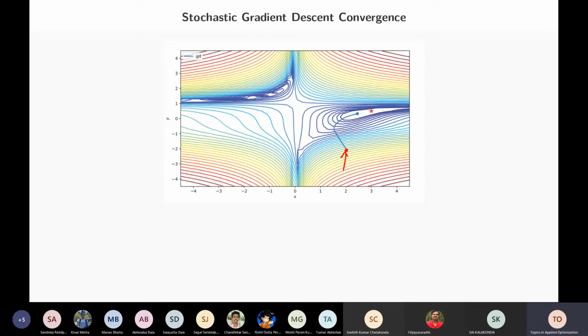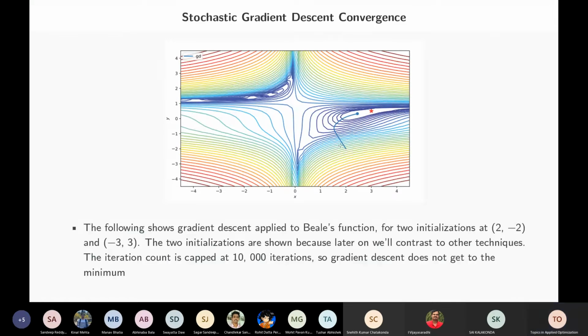OK, so the following shows the gradient descent method applied to Beale's function. There are some functions for two initializations. In this case, let us say one initialization is (2, -2).